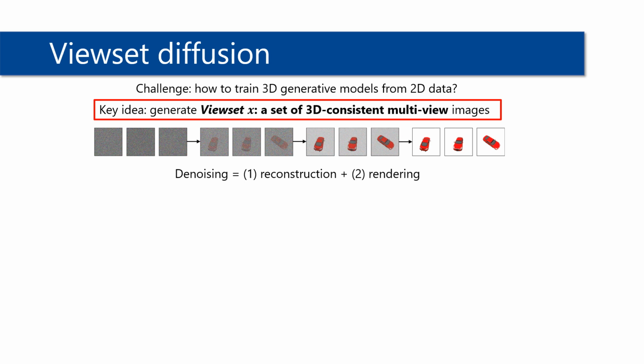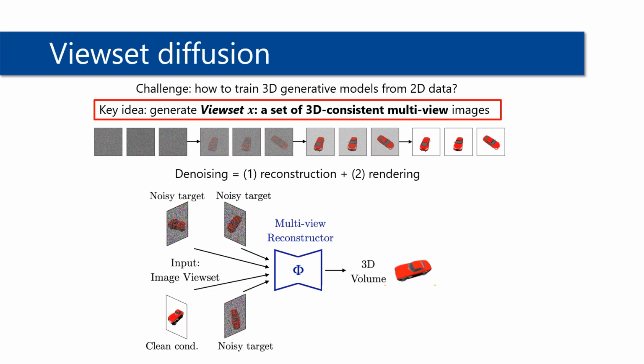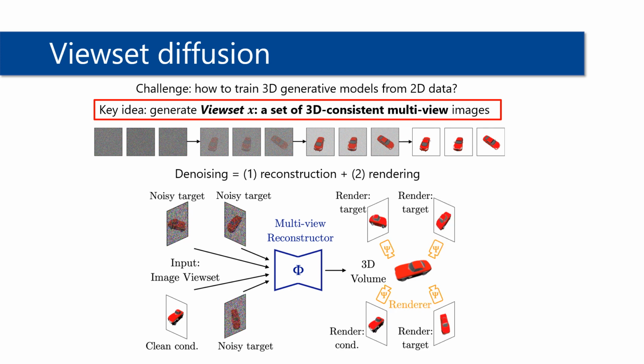We implement this denoising function with a multi-view reconstructor, which takes a set of images as an input and outputs a 3D volume. We then render the volume from the camera viewpoints of the input images. Because the whole pipeline is end-to-end differentiable, we can train the network with just the rendering losses and without any supervision of the 3D volume. However, at every step of the denoising process, we output 3D volumes, thus generating those too.